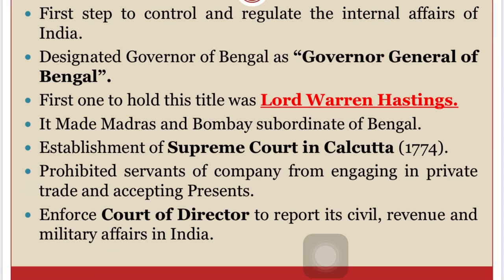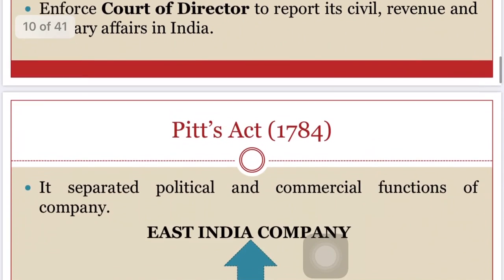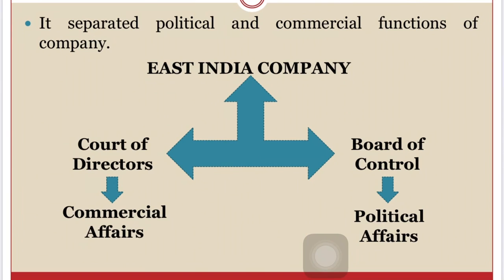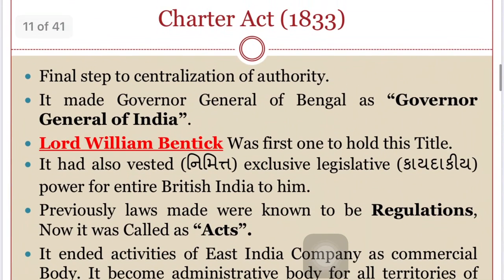So the first Supreme Court was in Calcutta in 1774, and after that the head got the title of Governor General of Bengal, the title held by Lord Warren Hastings. Now, Pitt's Act of 1784 separated the political and commercial functions of the East India Company. First was the Court of Directors, and second the Board of Control. The Court of Directors dealt with commercial affairs, and the Board of Control with political affairs.